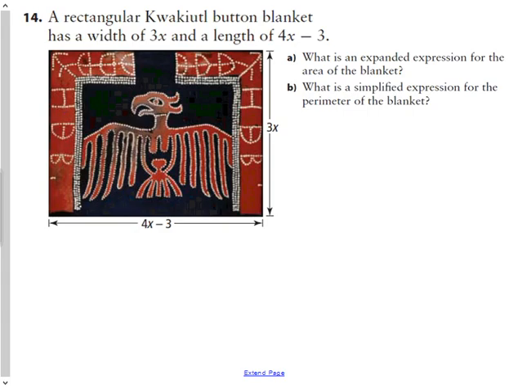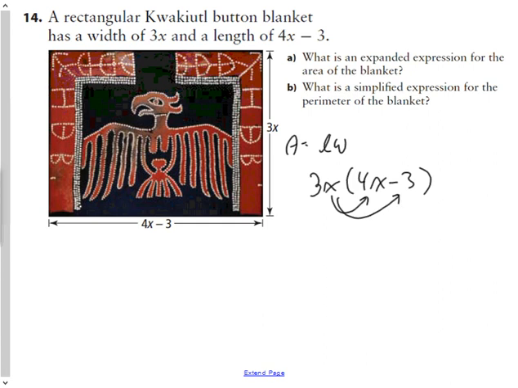Next question says, if a rectangular button blanket has a width of 3x and a length of 4x minus 3, what is an expanded expression for the area of the blanket? Well, then you had to know that length times width was the area. My monomial will be 3x. My length will be the binomial. An expanded expression means you put these arrows in and determine what the actual area would be, which means it would be 12x squared minus 9x. That's your answer for A.